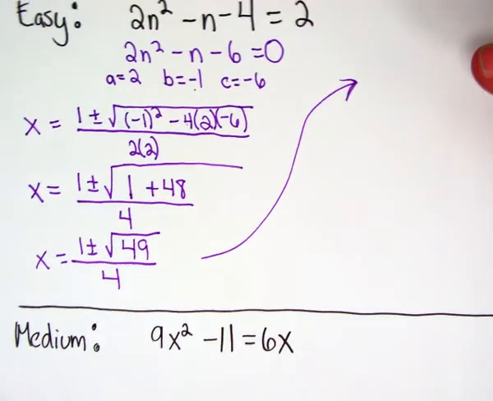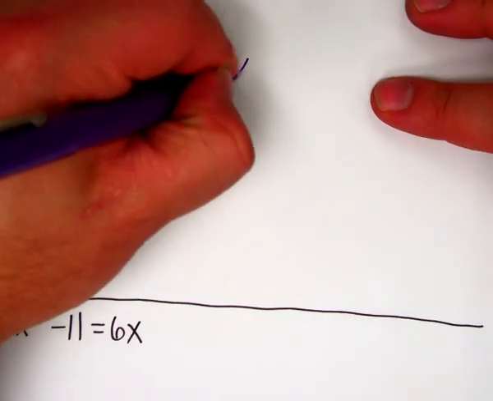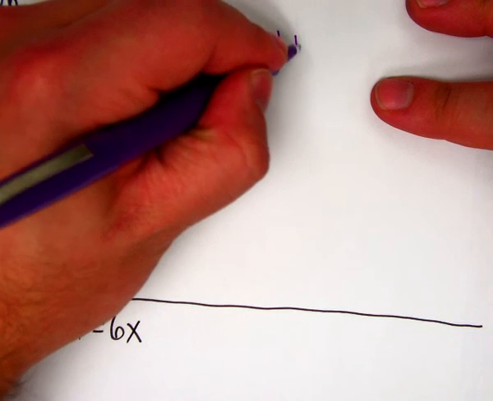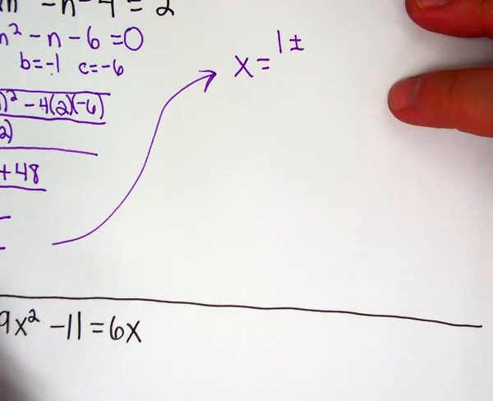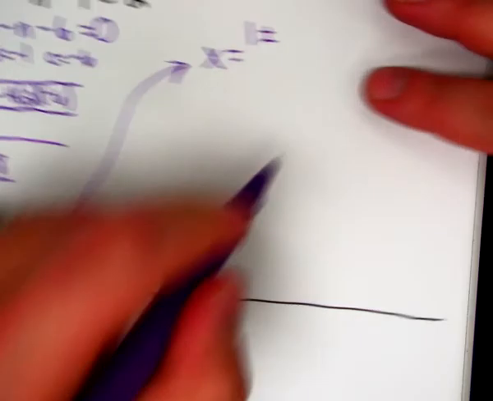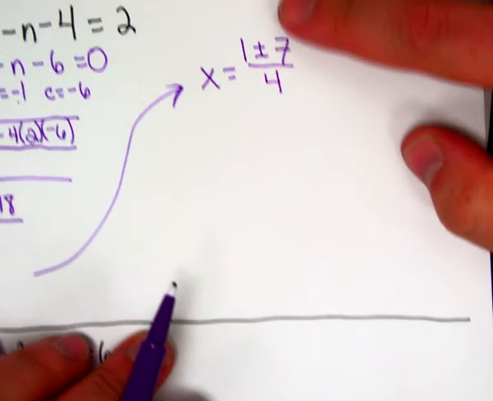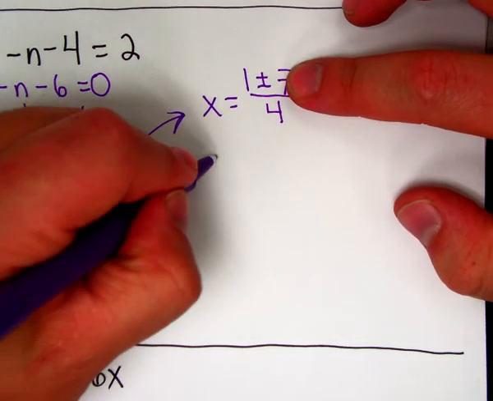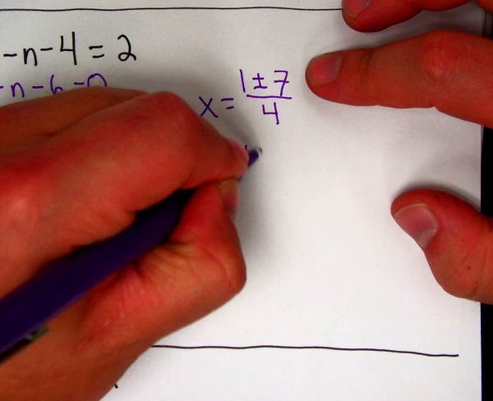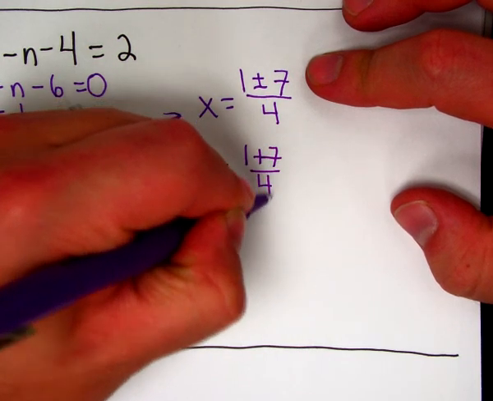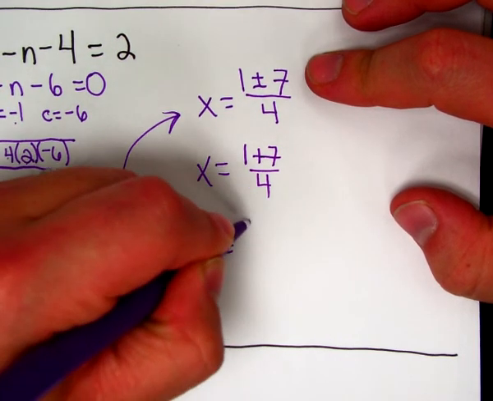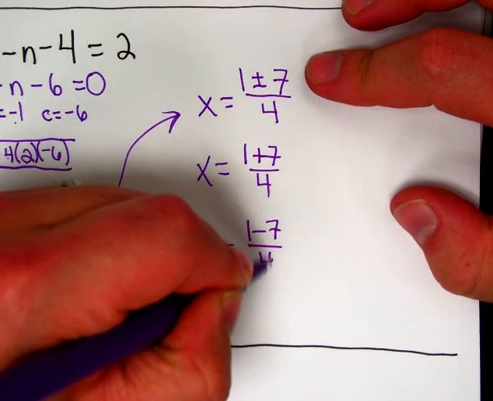So we are now going to have, when we simplify this, x equals 1 plus or minus square root of 49 from over here is just 7 all over 4. Now this plus or minus means that we have two separate problems. That means our first problem is going to be x equals 1 plus 7 divided by 4. And the other one is going to be x equals 1 minus 7 divided by 4.